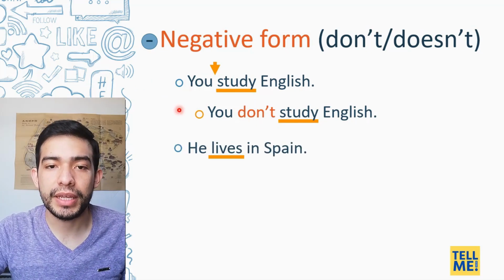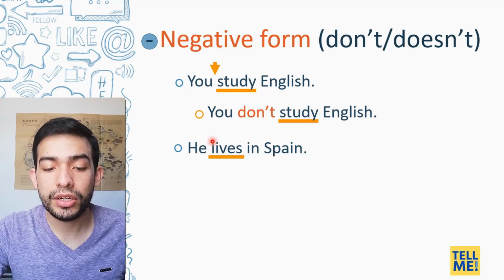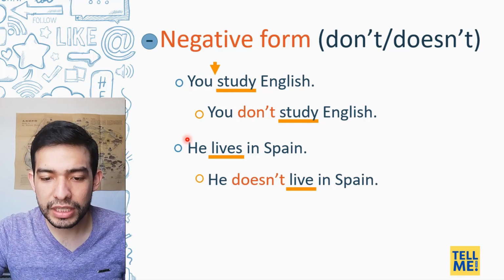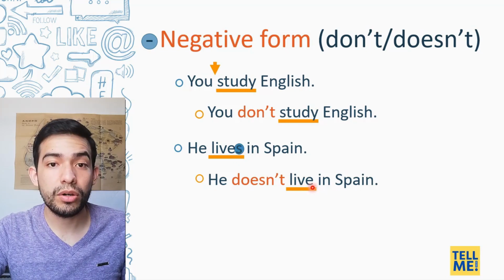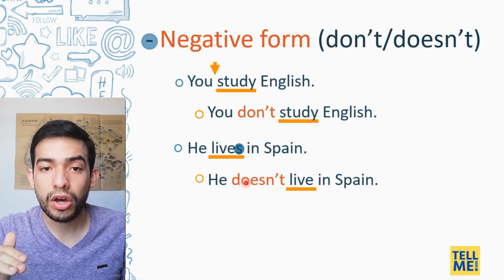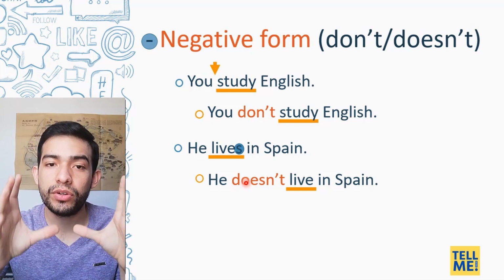Let's see another sentence. He lives in Spain. We see the verb, it's lives, right? So we will put it here. He doesn't live in Spain. Now, if you observe this, you will see that here we have an S, but here we don't, okay? Every time we use do or does or don't or doesn't, we have to add a base form verb.